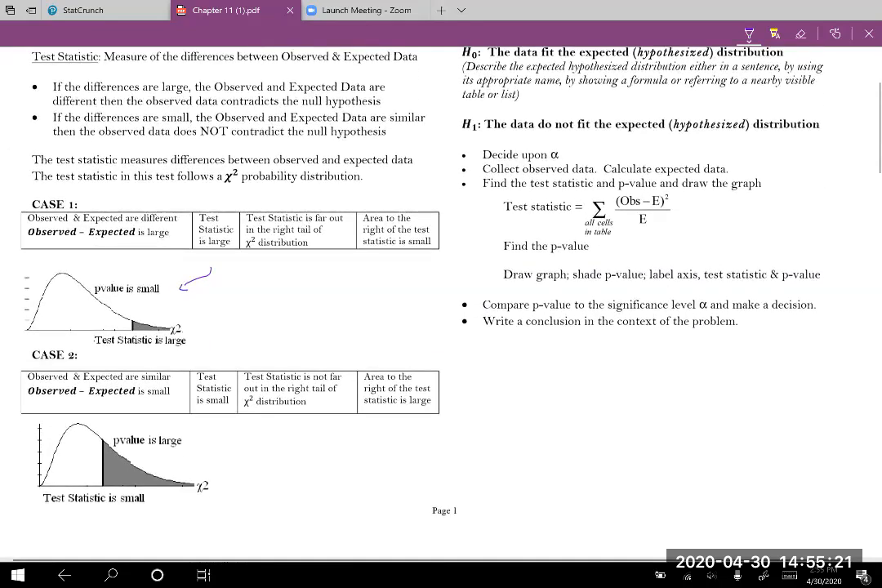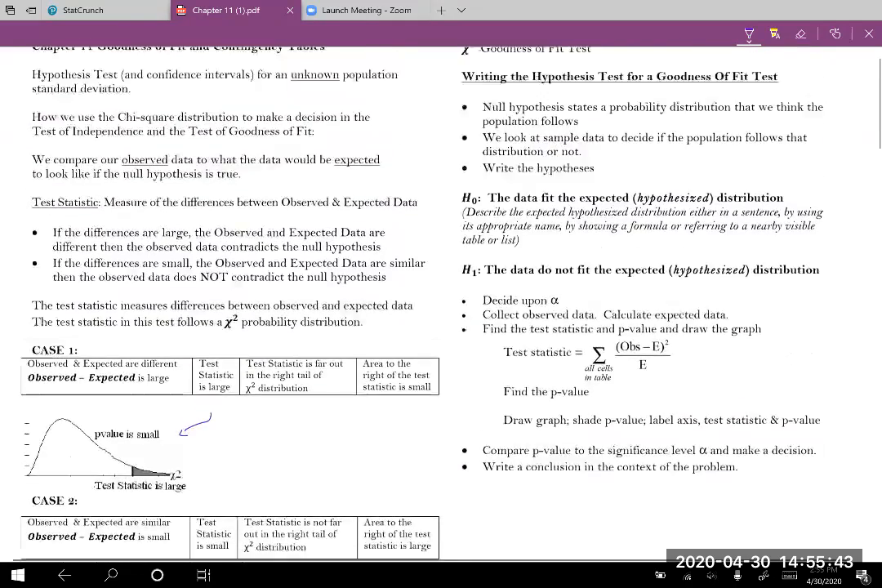Case two is where the observed and expected data are similar, so the difference is going to be small. So the test statistic is going to be small, which means it's going to be close to zero. So it's going to be on the left side of the distribution. So the p-value, or the area under the graph, is going to be larger, as you can see.